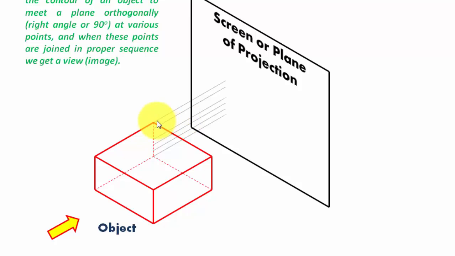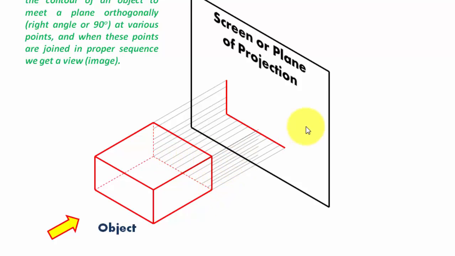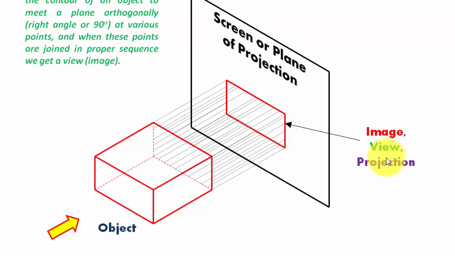So these are the contours from the outline of the object. So this is the outline, and let's have this. Okay, and from this side also. So this edge would look something like this, and finally this edge. Okay, so what we have basically done is we have extended parallel lines from the contour of the object to meet a plane, so that when all these points are joined in proper sequence, we get a view, and this is what you call a view or an image, or technically speaking it is called as projection.